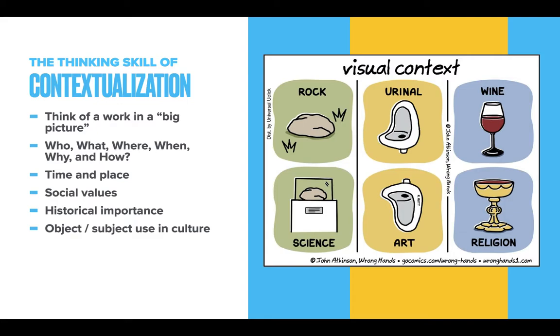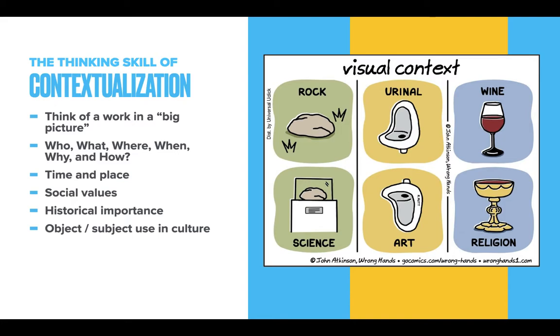You can see by the graphic on the right-hand side that objects have different meanings based on the context in which they are being interpreted. So first and foremost, think of a work in a big picture. So think of the object as the object itself, but then think about in different settings how that object might have a different meaning. So this is where the classic questions of who, what, where, when, why, and how come into play. Consider the time and the place of when the object is used and the values of the society that that object was utilized in at that time.